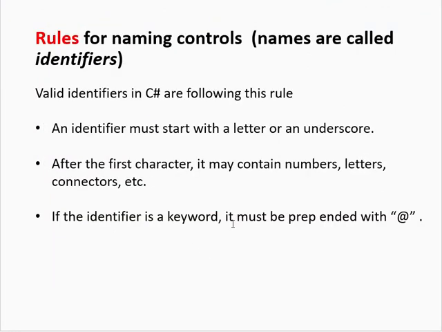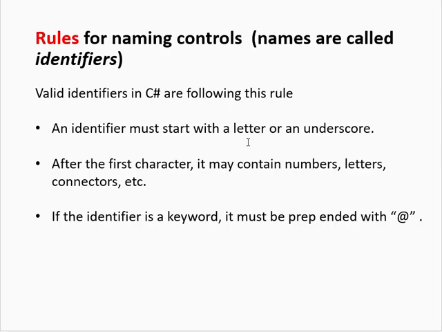So we have some rules for naming controls, and the names are called identifiers. Remember, the name of the control is called an identifier. We have some rules and we have some standards, both. If you screw up a rule, you're going to get a syntax error and your program's not going to run. So valid identifiers in C# have to use these rules. An identifier, remember that's the name of our control.